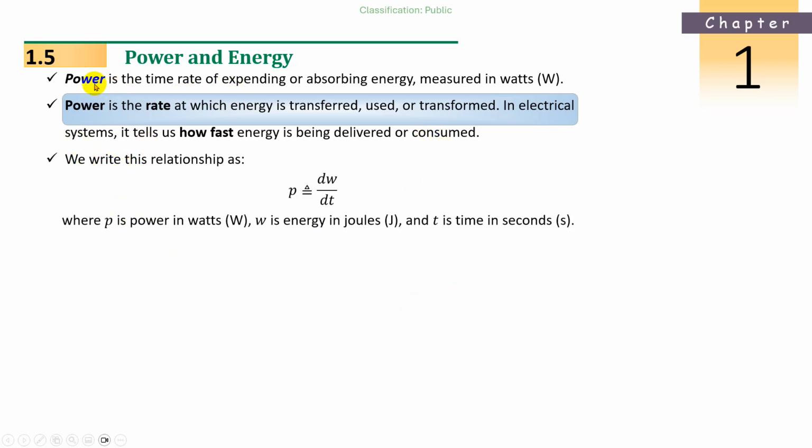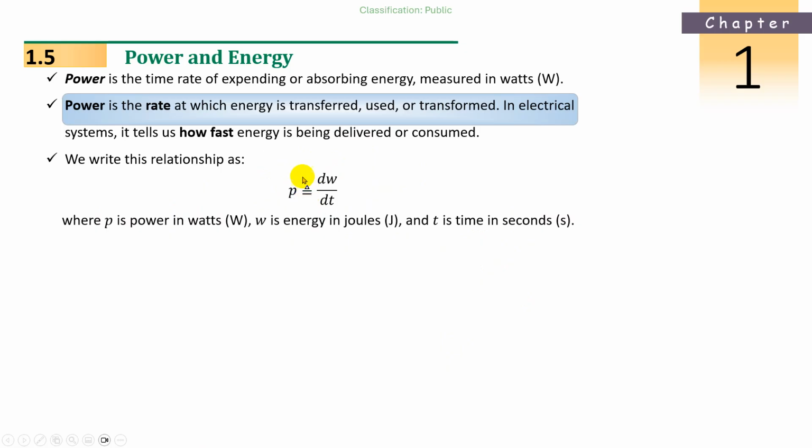Okay, what is the definition again? Power is the rate at which energy is transformed. So we can write the relationship: what is W here? Energy. dW by dt. Rate means with respect to time. The time rate of energy means how much it is dissipating, absorbing, or delivering. You can write dW by dt.